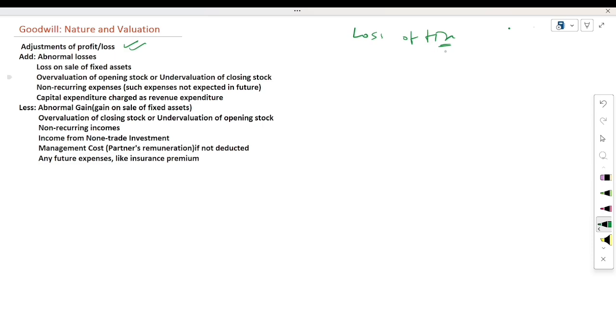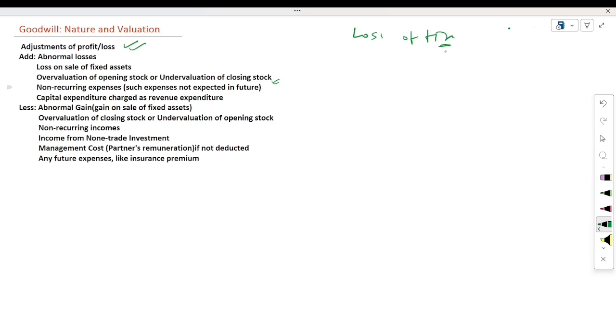Now, loss on sale of fixed asset. While you are selling the fixed asset and you are getting any loss, then loss on sale of fixed asset will also be added here. Overvaluation of opening stock or undervaluation of closing stock. If you have been given the stock of opening and closing balance, then you have to check in the adjustment part what is mentioned, overvaluation or undervaluation. If overvaluation of opening stock or undervaluation of closing stock, it will be added here.